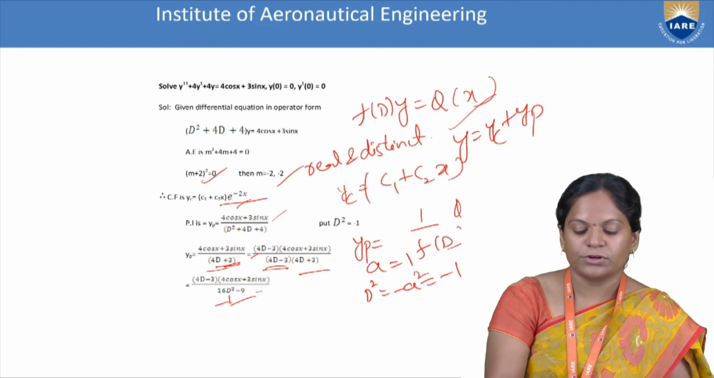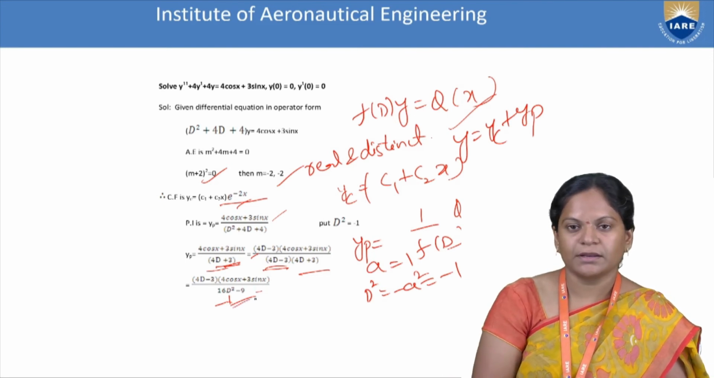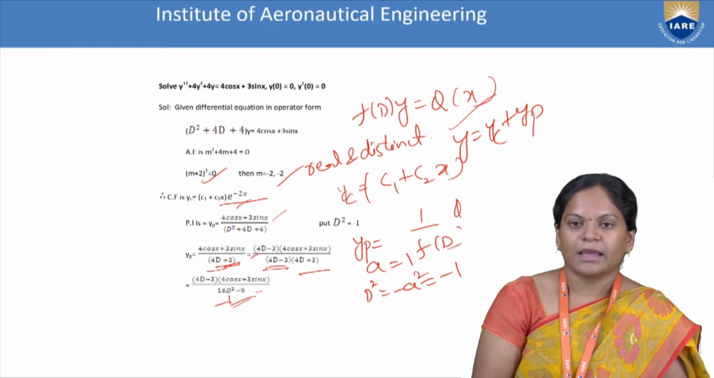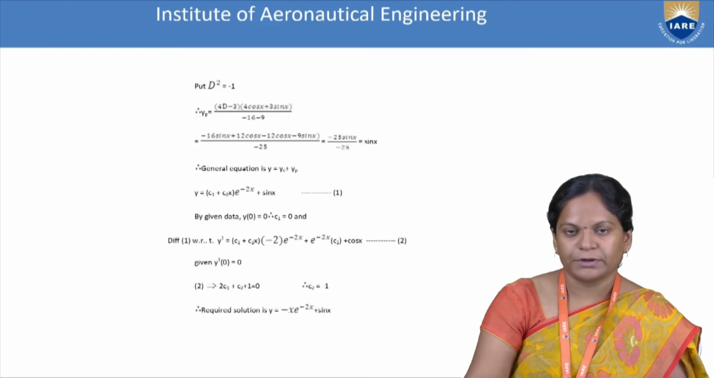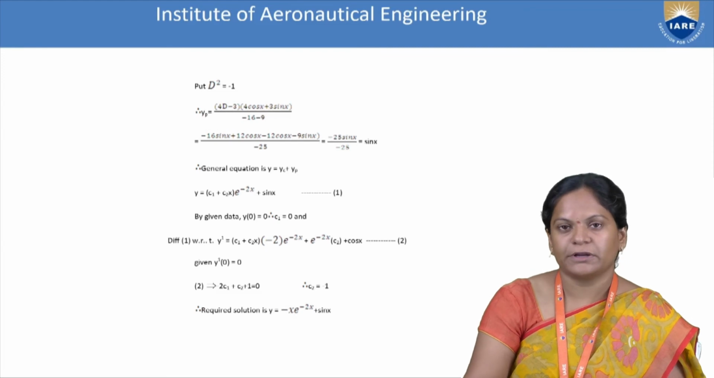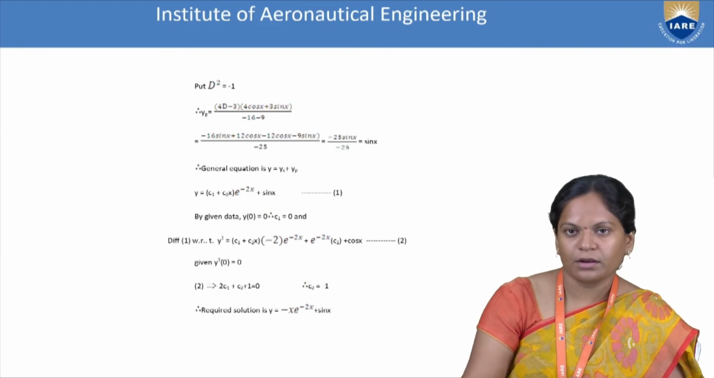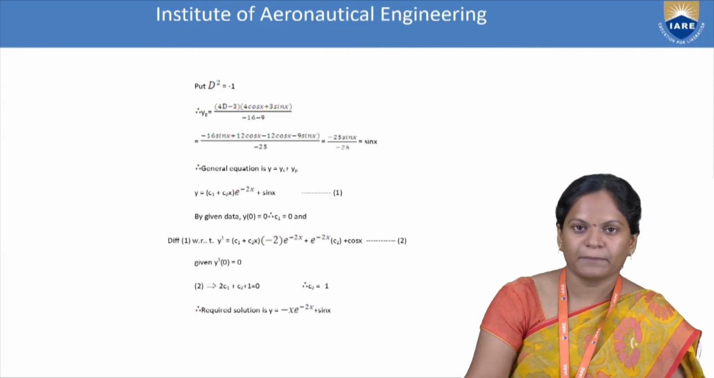So here the denominator is 16d square minus 9. This is the same: in place of d square we can substitute minus 1. So put d square equal to minus 1 in the denominator. We have changed the denominator from d into d square, so we can replace d square with minus a square.